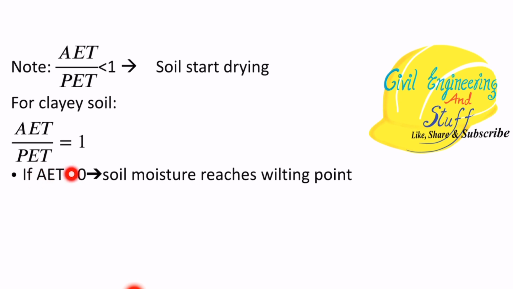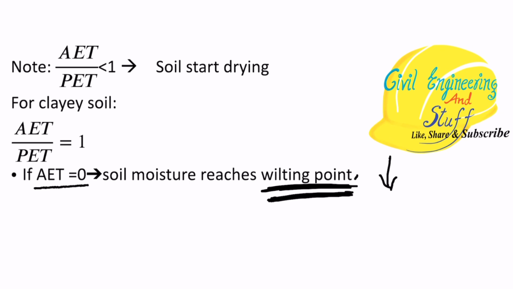Now, if the actual evapotranspiration value on a field is observed to be 0, what does this mean? It means that practically we are not supplying any water, neither through natural sources nor through irrigation. We are not supplying any moisture to the soil, and because of that the crop is not able to fulfill its evapotranspiration need. When this is happening, eventually the moisture level of the soil will keep going down and will reach its wilting point. So if AET value is 0, this means the soil moisture has reached its wilting point.